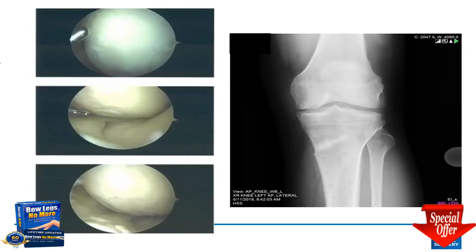When we went back and took his plate out at a year, we repeated the arthroscopy, and we were able to document that he had fantastic regeneration of cartilage. So the regeneration of the cartilage really came about for a number of reasons, which included realignment and taking load off the inside part of the knee. And also, by adding stem cells and doing microfracture, we were able to regenerate the inside part of his knee and avoid a joint replacement.